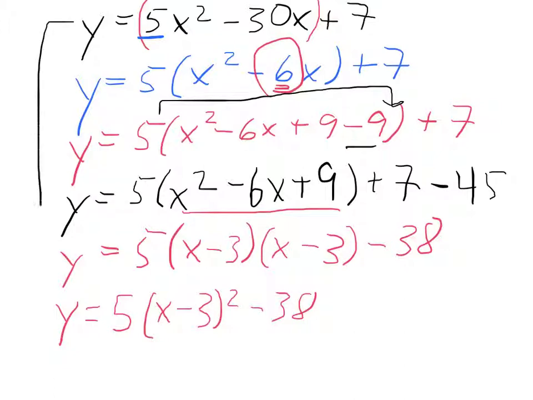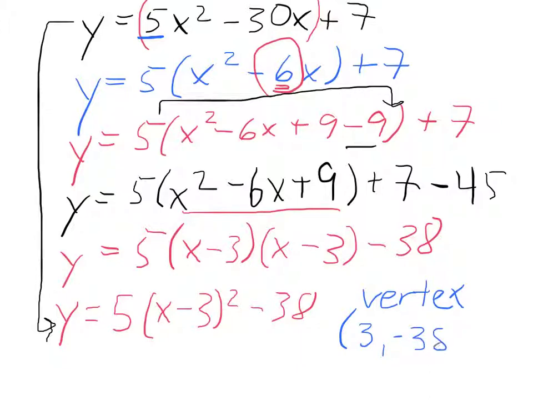We've changed this in standard form into vertex form, and now we can simply say, okay, now that we have that, I know the vertex is at 3, negative 38. I know, because the leading coefficient here of 5 is positive, that this parabola is opening up. So this point is a minimum. And we've completed the square and found some things about this quadratic.